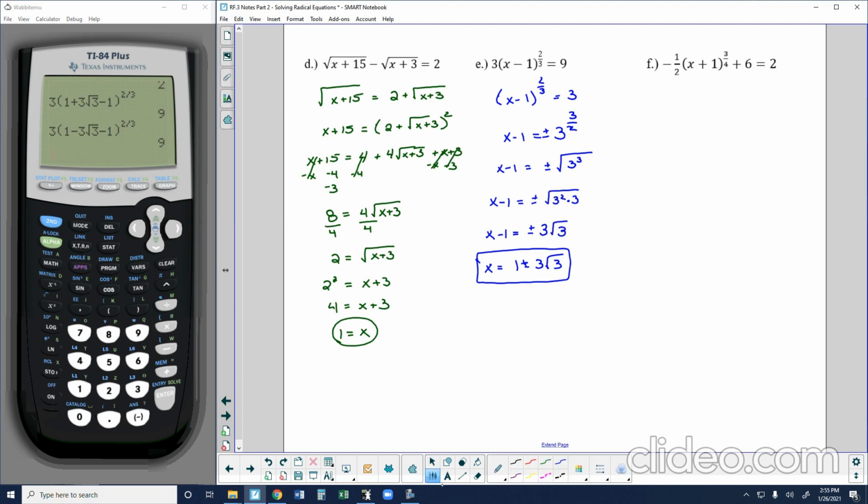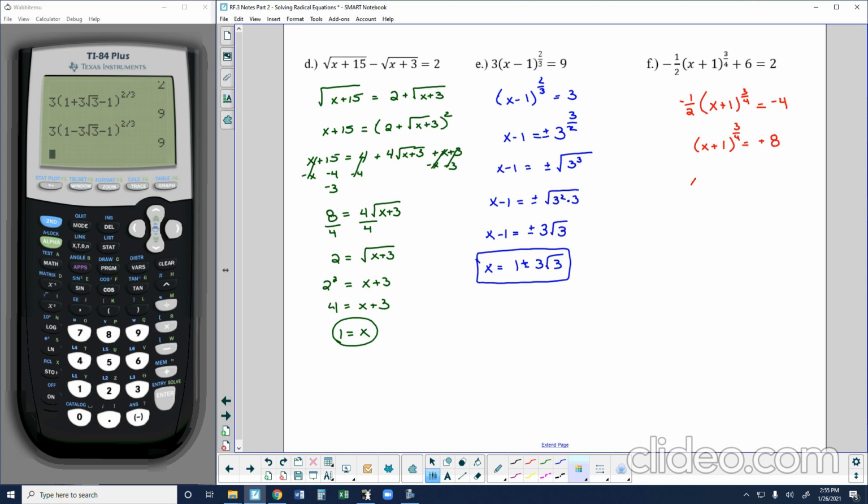Let's take a look at f. Again, the goal is to get the exponential function, or the exponent by itself, and then you can get rid of that exponent. So those parentheses with the exponent of 3/4, we need to get rid of that. So in order to get rid of that, we have to move the other pieces. First, we're going to subtract 6. So we get negative 1/2 x plus 1 to the 3/4 equals negative 4. Then I multiply both sides by negative 2. So I get x plus 1 to the 3/4 equals positive 8.